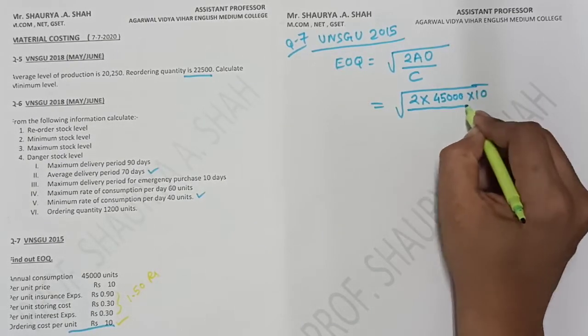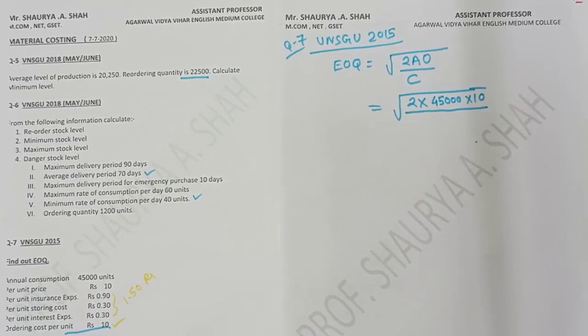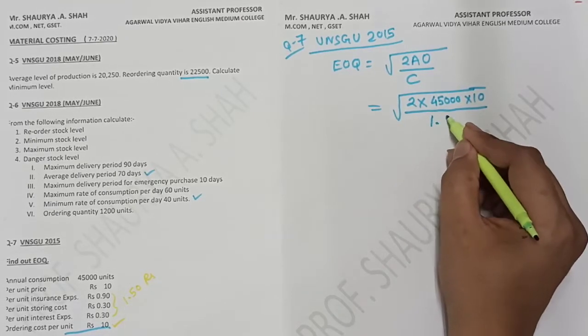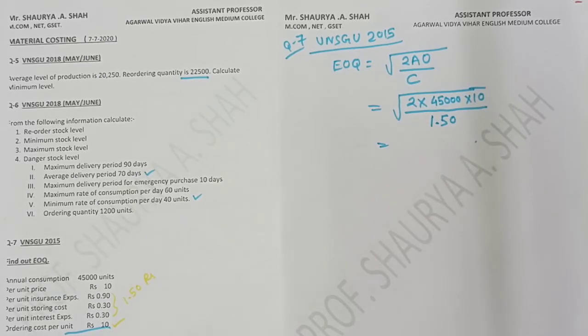Be very careful. Many students make a mistake between carrying cost and ordering cost, right? So you will not be one of them, I suppose. Divided by your carrying cost. Carrying cost, as I told you, is all the expenses which you incur for keeping the stock in proper condition, right? So that is your carrying cost. 0.90 plus 0.30 plus 0.30 gives you 1.5. Take all the costs. Many students are confused whether to take the interest or not, the storing cost or not, or the insurance or not, right? Take all the costs students you are having.